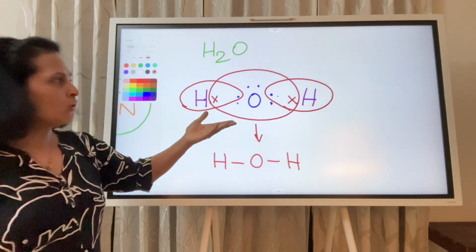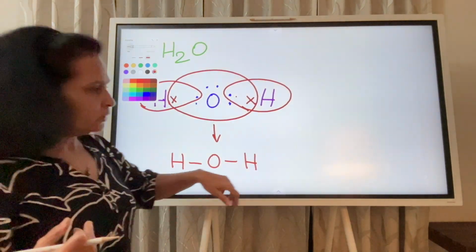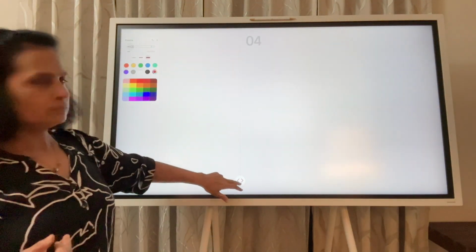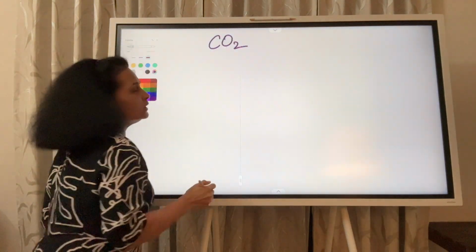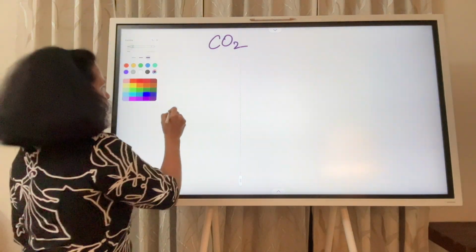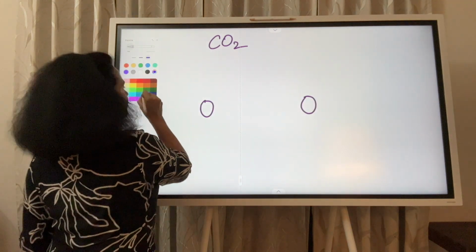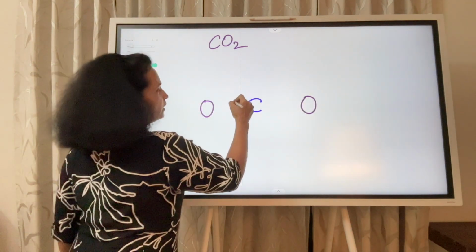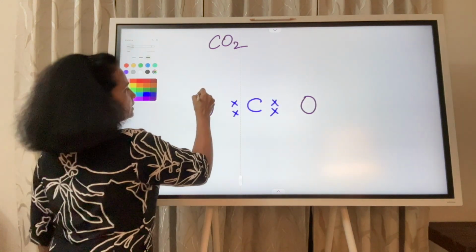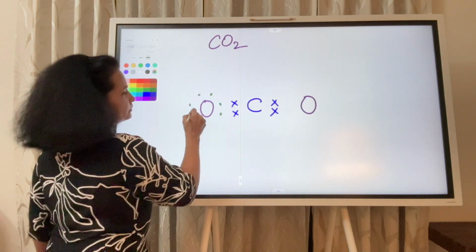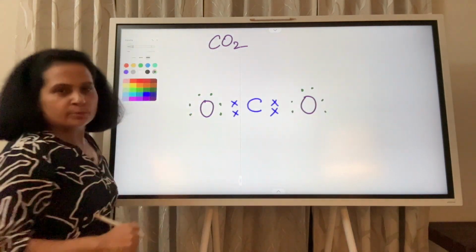Now let's take an example where there is a double bond. Let us take up carbon dioxide. If you look at carbon dioxide, this is the formula. Well, there are 2 oxygens and 1 carbon. So 1 oxygen, the second oxygen, and I have 1 carbon. Carbon has 4 valence electrons. Oxygen has 6 valence electrons. All of these atoms are unstable.